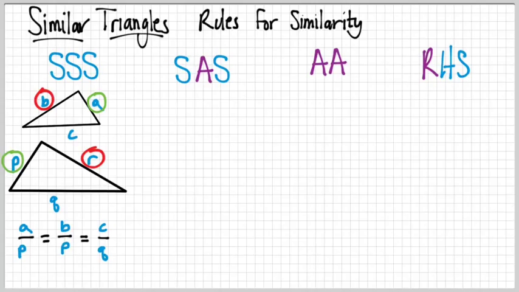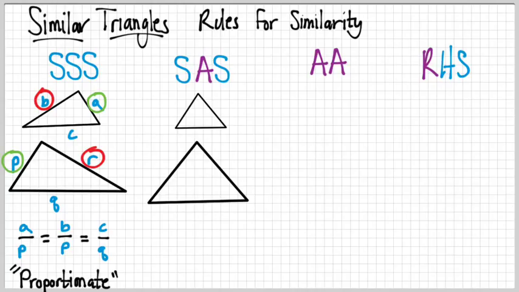Each pair of corresponding sides, that is, have the same ratio. What we call this is proportionate. Okay, these are proportionate sides. They have the same ratio. That's what proportionate means. So that's side, side, side.